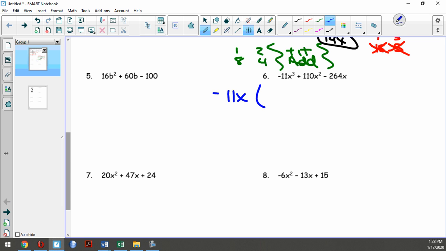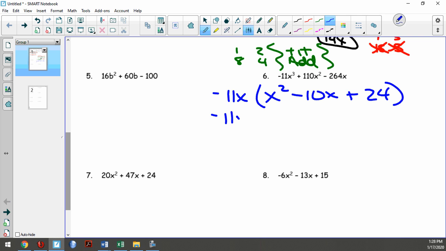So if I pull a negative 11x out of negative 11x cubed, what remains? Positive x squared. How about 110x squared? Negative 10x. And what about negative 264x? Plus 24. Does everybody see that, yes or no? We all good? Okay, now what?